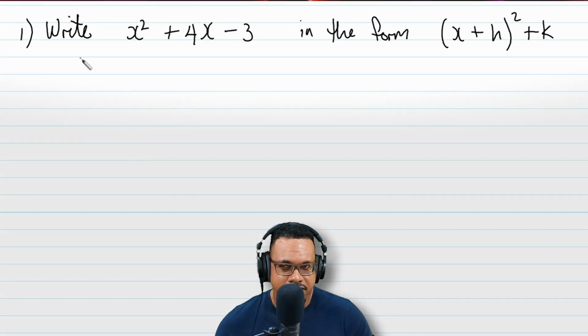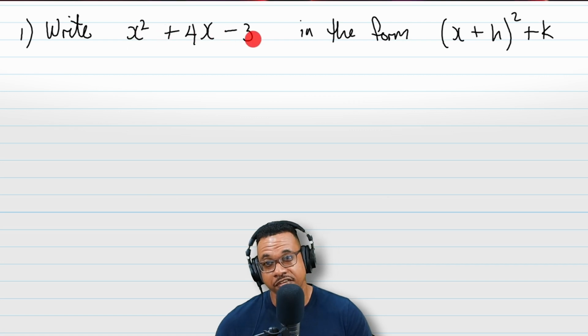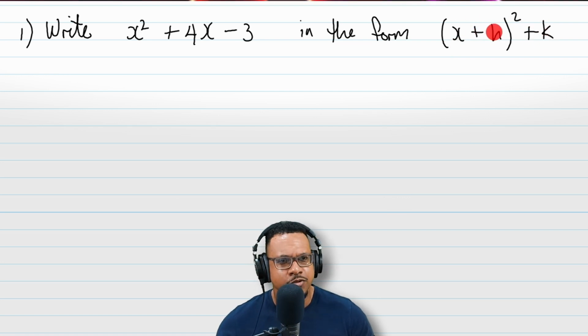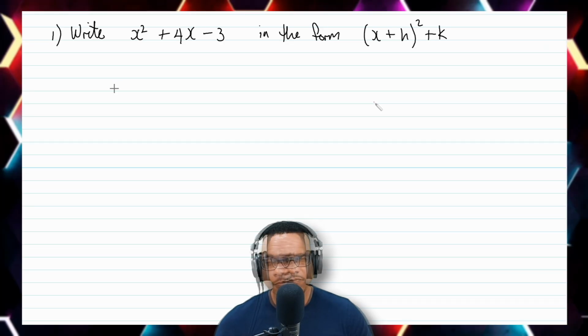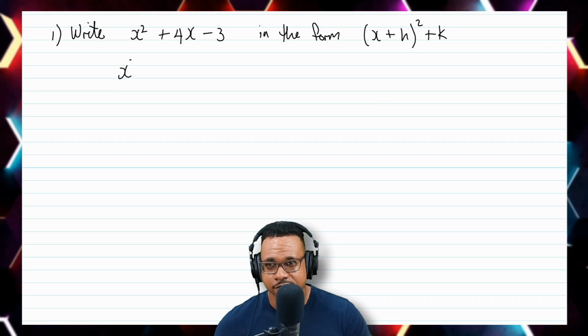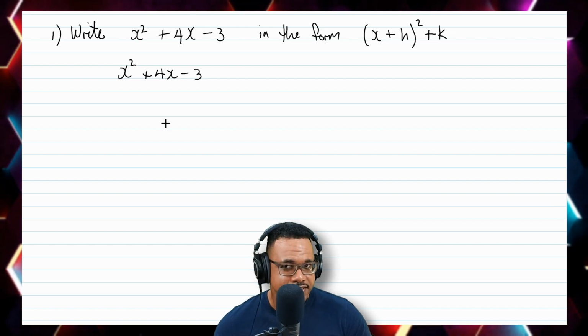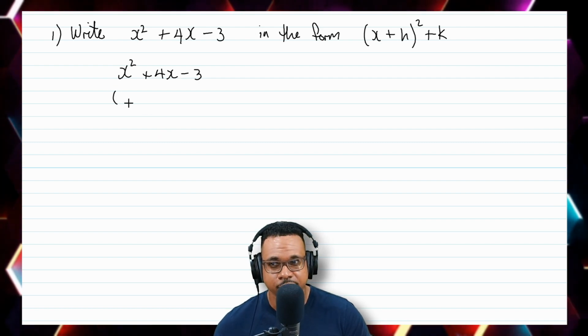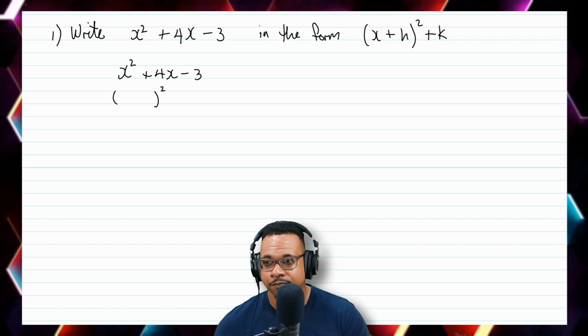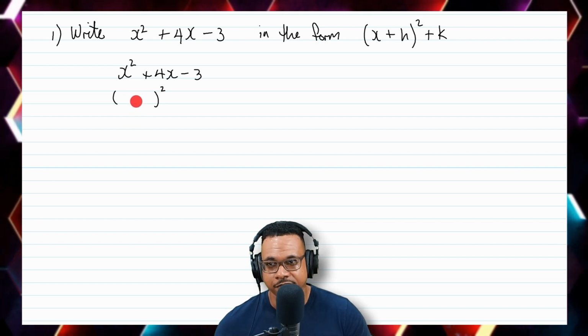So in my first question here, I want to write this quadratic x squared plus 4x take away 3 in the form (x plus h) squared, so this is my perfect square here, plus a constant k. Of course, h and k are constants. So I'll just write over the question, x squared plus 4x take away 3. And the first thing I'll do is put my brackets with the square for the perfect square.